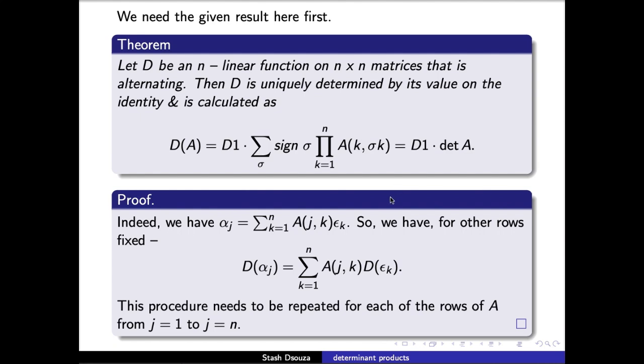We then realize it is also shown that this second sum, this entire sum, is actually nothing but the determinant evaluated at A. So indeed, now let's begin our proof.